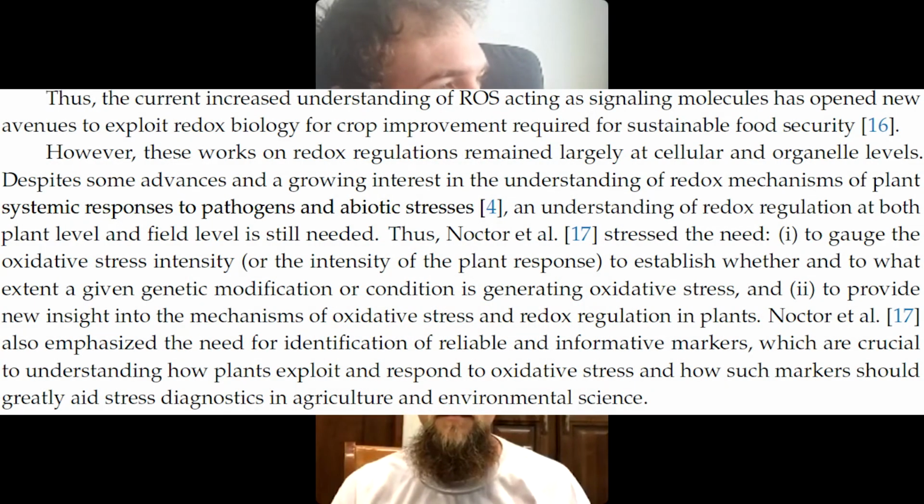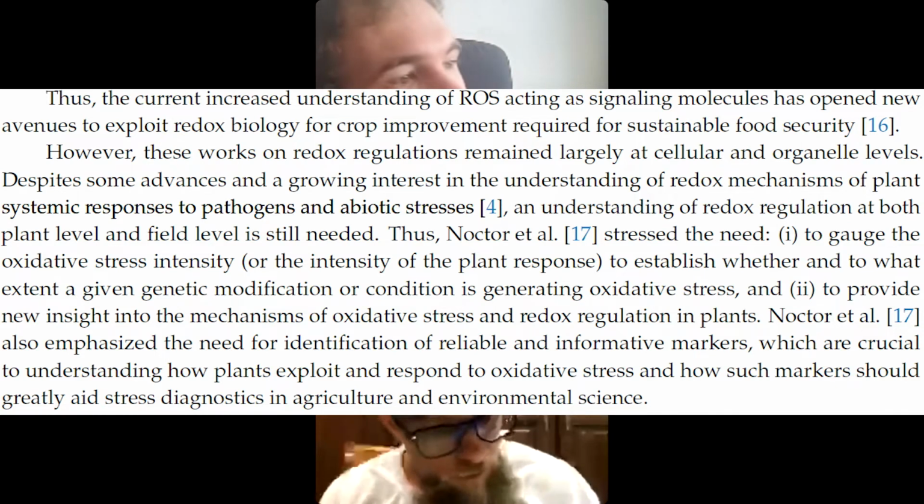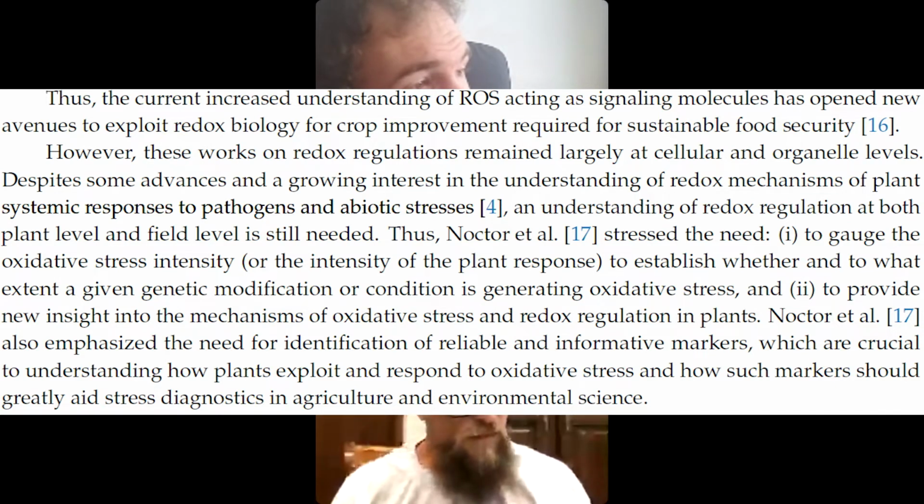And you reminded me that I wanted to talk about this particular passage, which I've highlighted here in the report I just mentioned. I guess I should read the first sentence before. So the current increased understanding of reactive oxygen species acting as signaling molecules has opened new avenues to exploit redox biology for crop improvements required for sustainable food security.